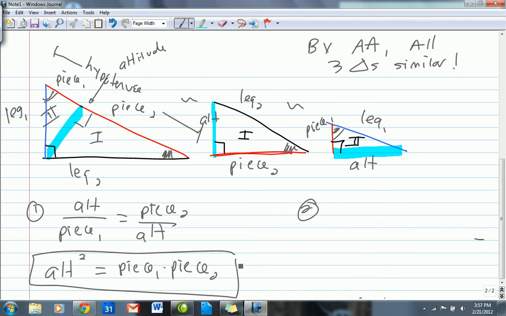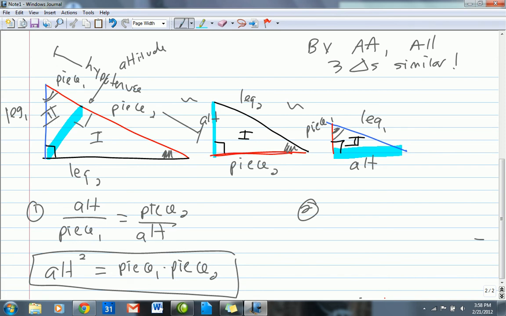So what that means is the length of this altitude, this blue line that's perpendicular to the hypotenuse of the original right triangle, the square of that is equal to the product of the two pieces that it creates of the original hypotenuse. Okay? The other consequence of the AH theorem has to do with the legs.